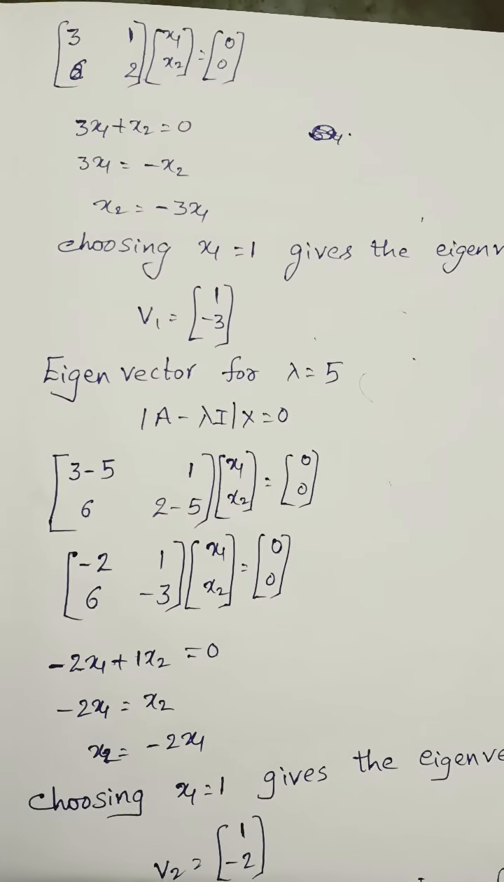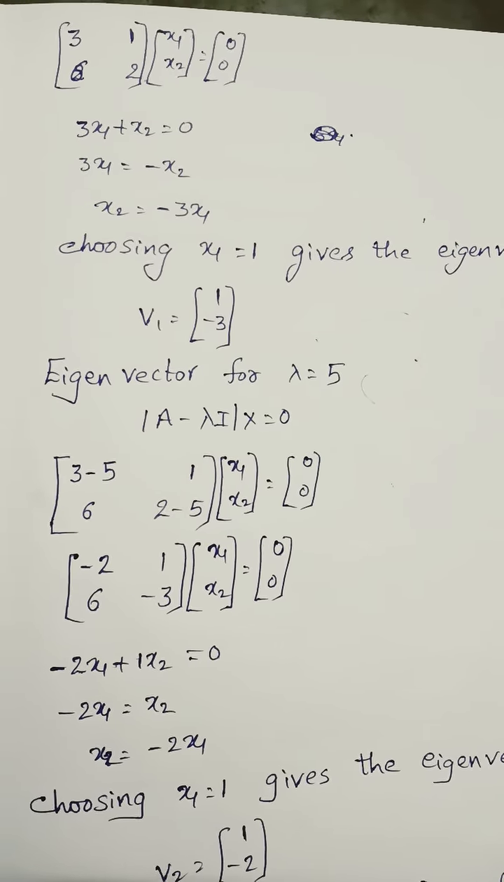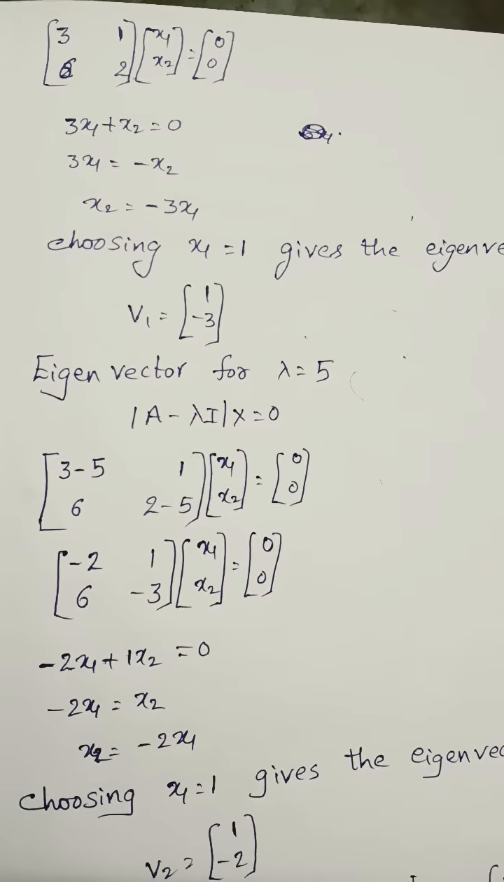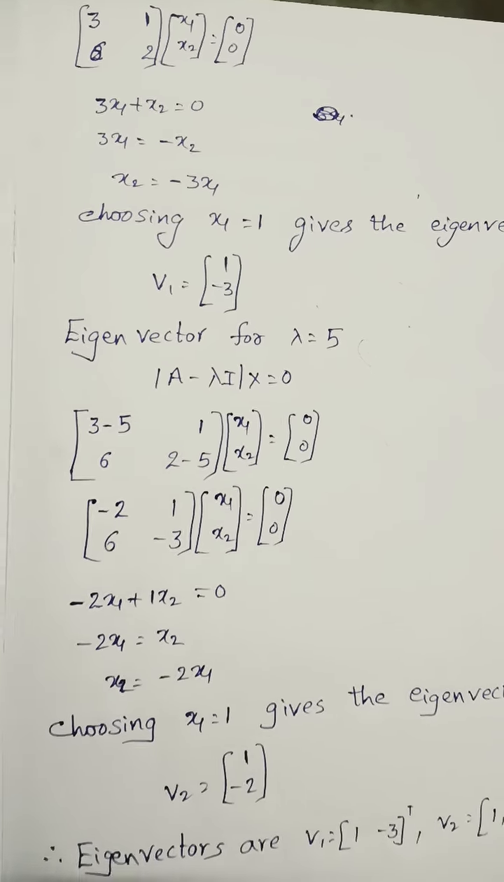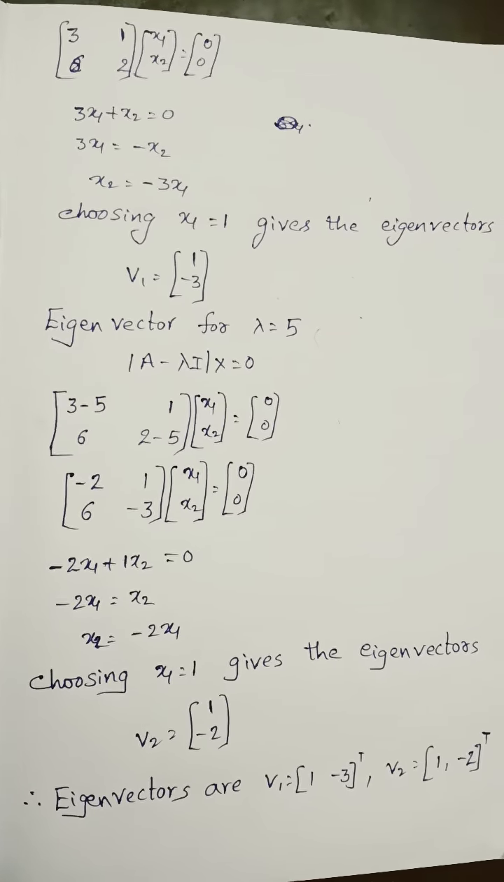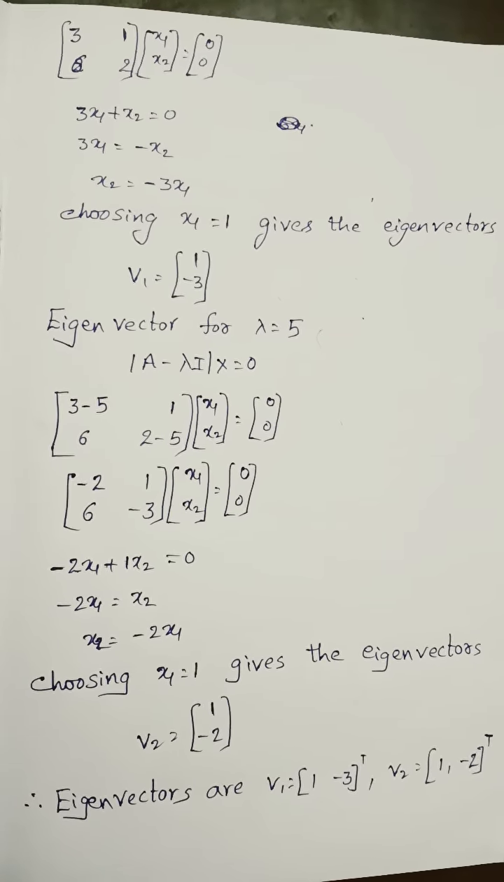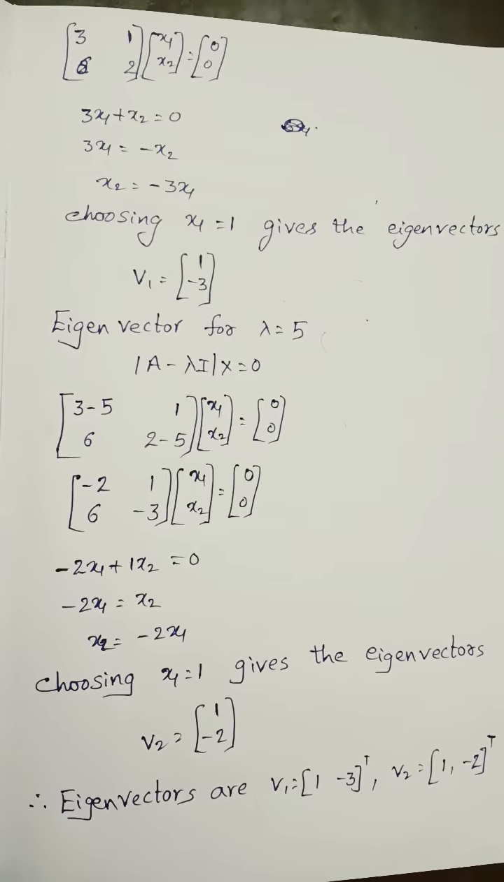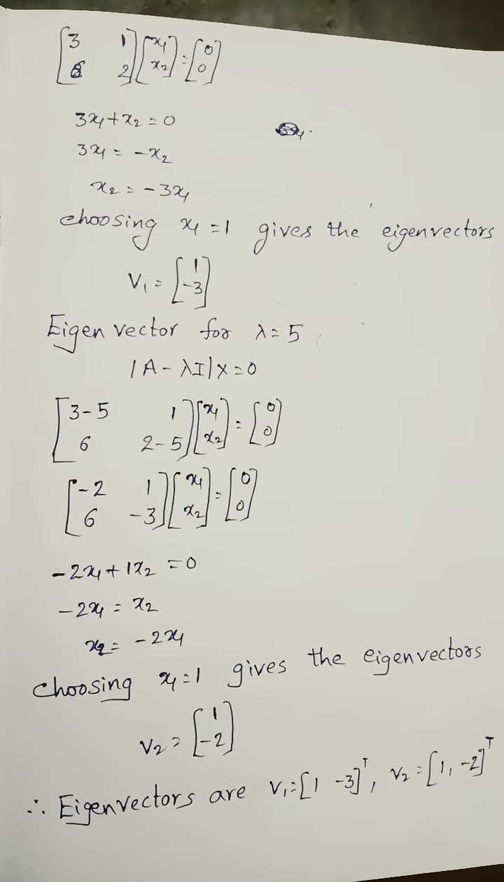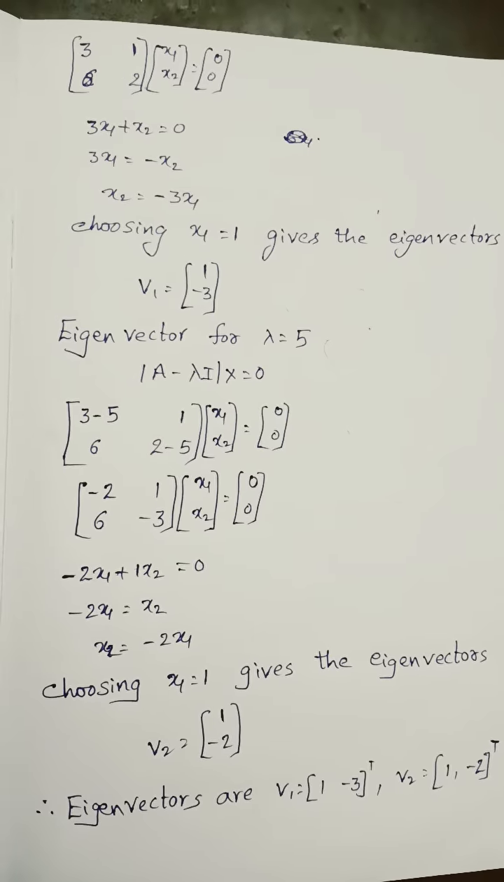So now again column and row multiply each other. So minus 2 into x1 plus 1 into x2 is equal to 0. So minus 2x1 plus x2. So x2 is equal to minus 2x1. Now choose x1 is equal to 1. We have eigenvector 1 comma minus 2. So we got vectors v1 is 1 comma minus 3 and v2 is 1 comma minus 2.